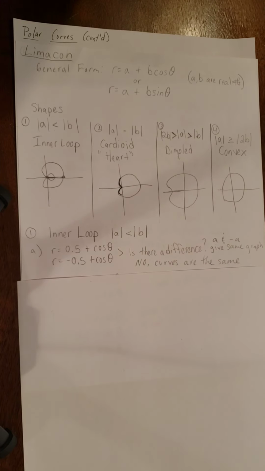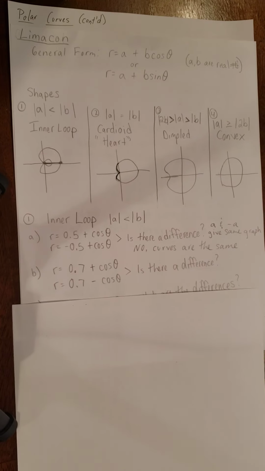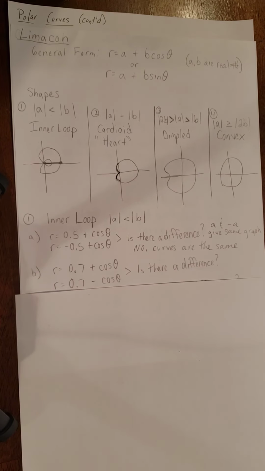So now let's look at what I want you to put on Desmos next. Okay, we're going to erase the two that we have, and the next two that I want you to put there: 0.7 plus cosine theta, and then 0.7 minus cosine theta. Make sure when you use Desmos, you have to make sure you do r equals. So let's check that out.